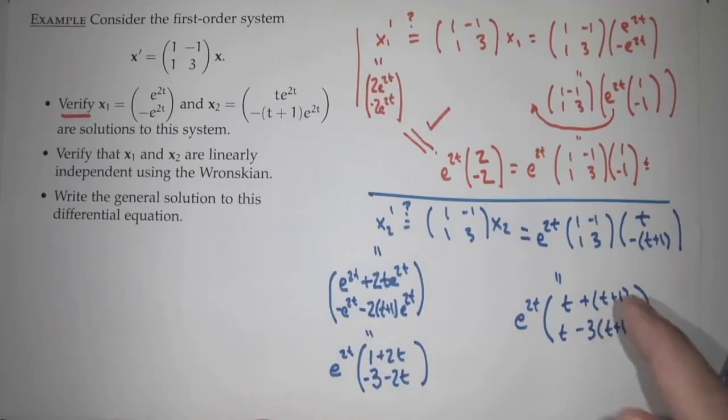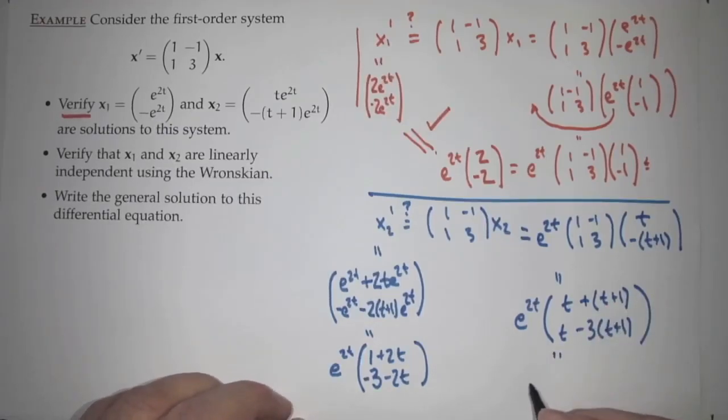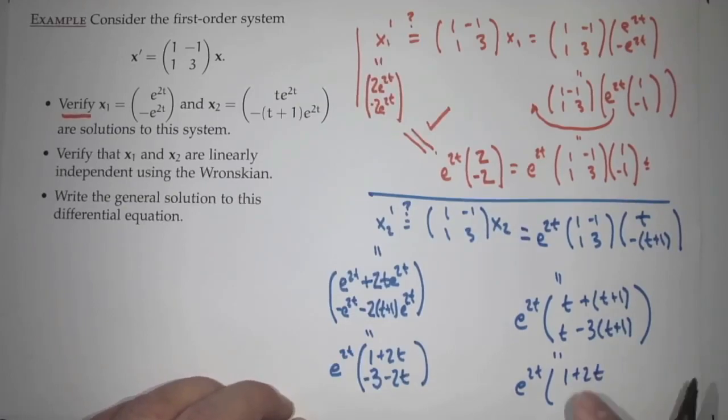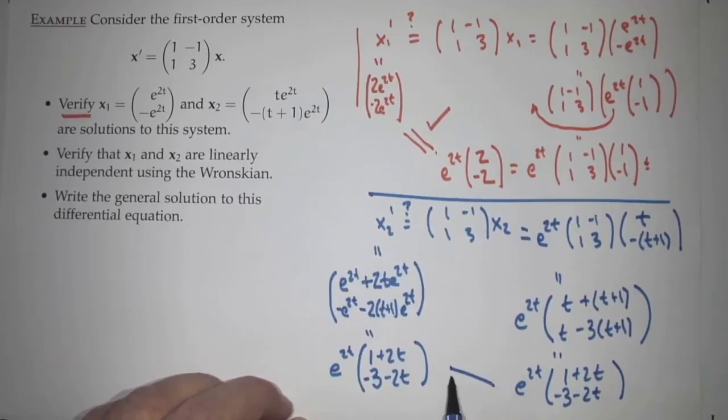Okay, t plus t plus 1. What does that equal? 2t plus 1. Yeah, or 1 plus 2t, you might say. t minus 3 times t plus 1. What does that equal? Yeah, minus 3 minus 2t. And what do you notice? They're the same. Verified. Okay. So we've now verified that we have solutions. So verification, similar as before. Plug it in, see if it works.